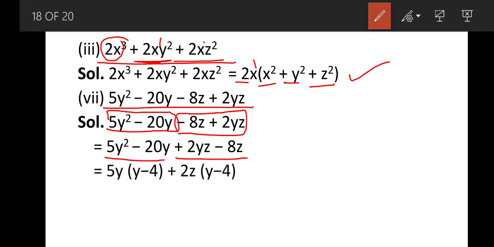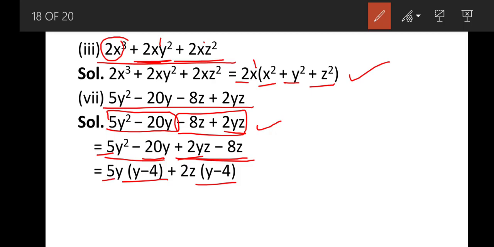So here what I have done, I have shifted this 2yz first and minus 8z I have written afterwards. I have done this so that you can understand that I need to make this factor the same, y minus 4. That is why I have written plus 2yz before minus 8z from this step.